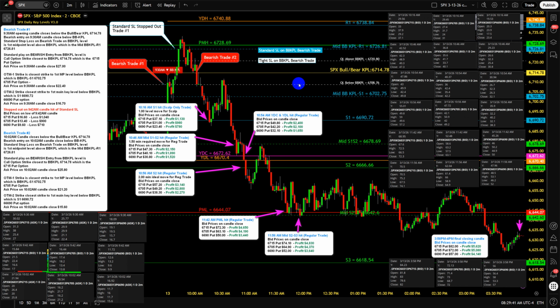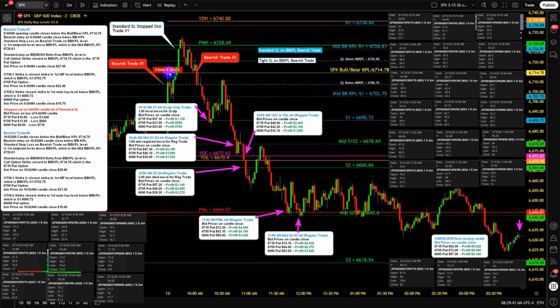Okay, so now we'll run through the two trades for this session. Both again were bearish trades off the BBKPL level. We have bearish trade number one, that's the 9:30 a.m. opening candle closing below the bull bear KPL. We're on a 2-minute chart, that's the recommended chart time frame that you see in all of our SPX session videos for utilizing the daily key level strategy with this indicator.